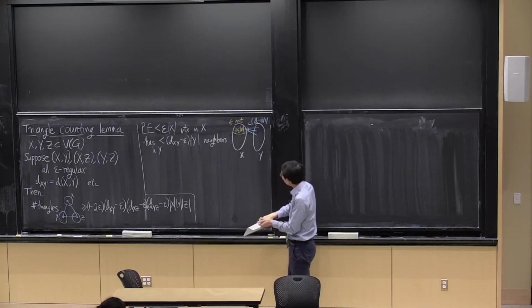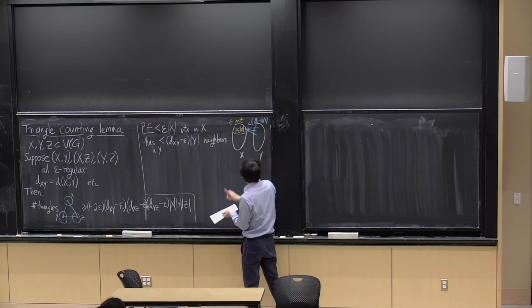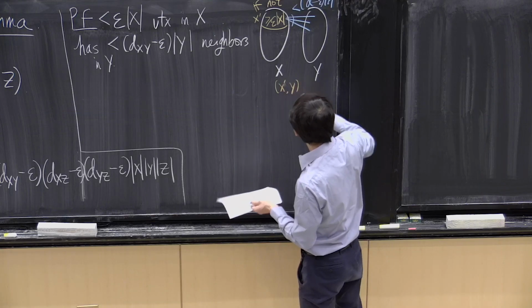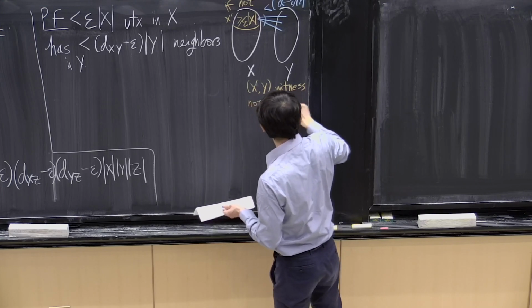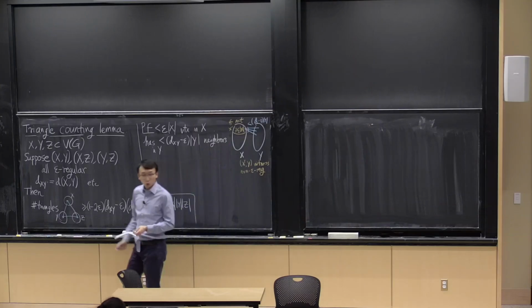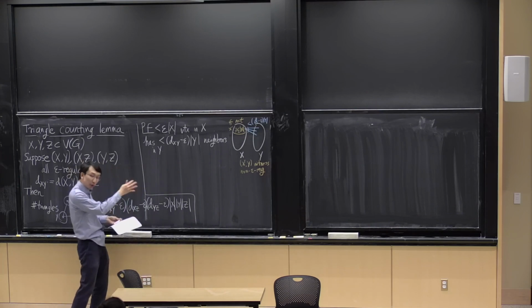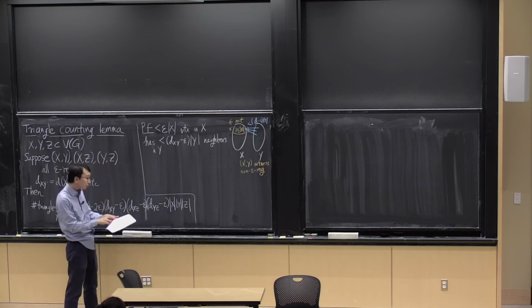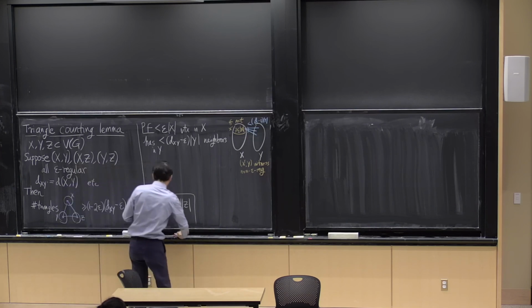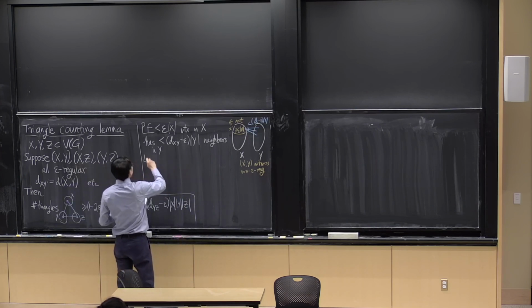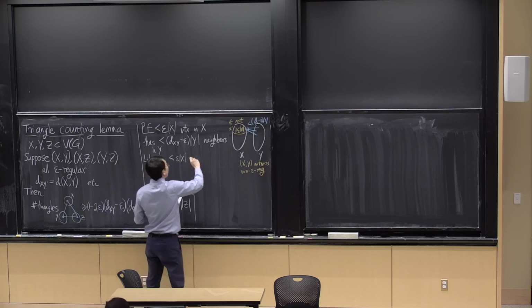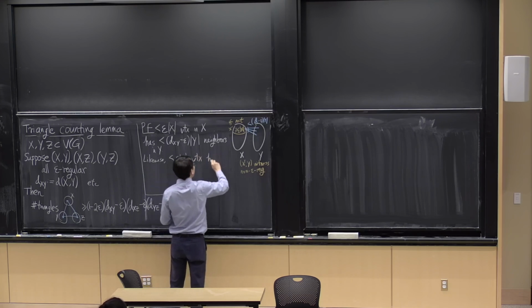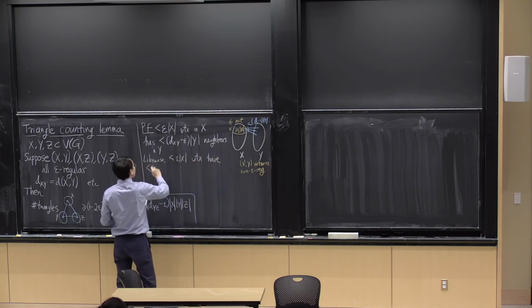So these 2 sets, this set x prime and y, would witness non-epsilon regularity. So you cannot have too many vertices in x with small degrees going to y. Okay, great. And likewise, fewer than epsilon x vertices have a small number of neighbors to z.